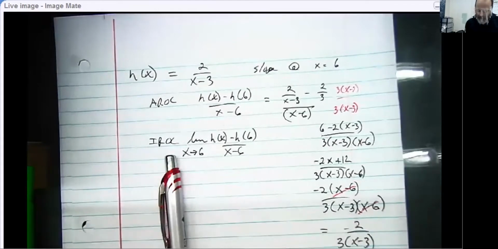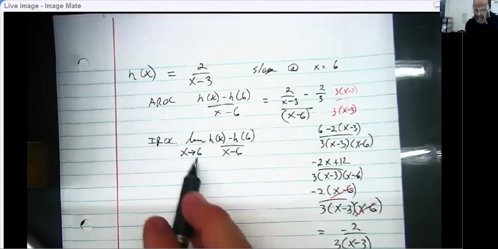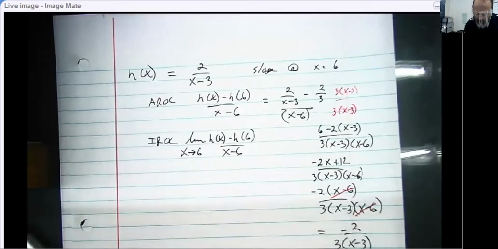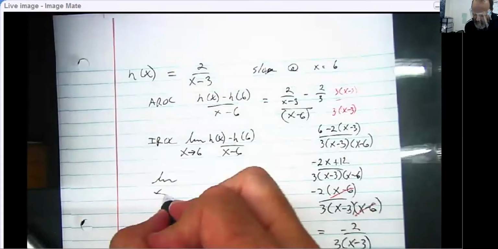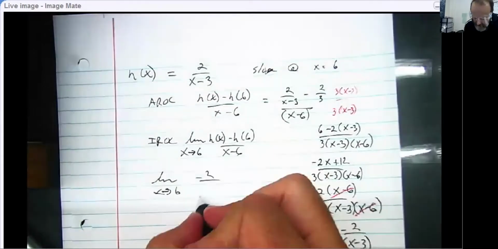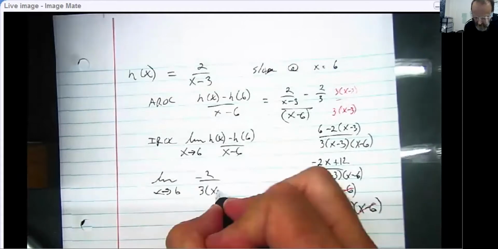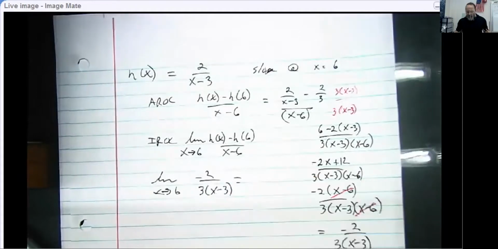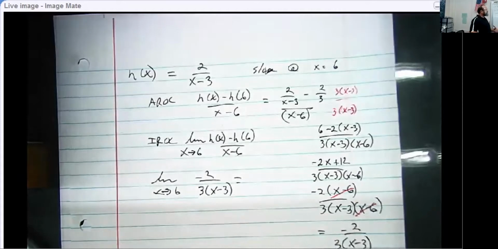So guys, this is my instantaneous rate of change. If I go ahead and I take the limit as x goes to 6 of my average rate of change, what is the answer? What is the slope as I get infinitely close to the number 6?